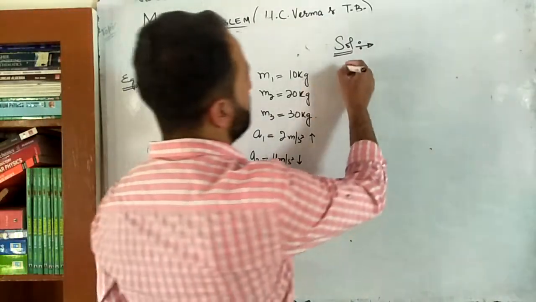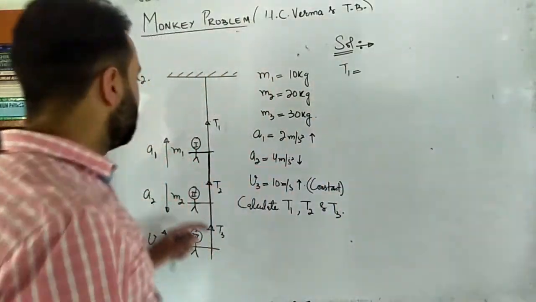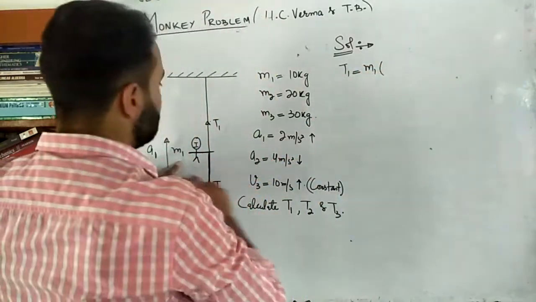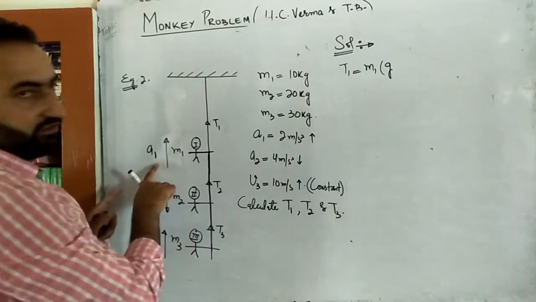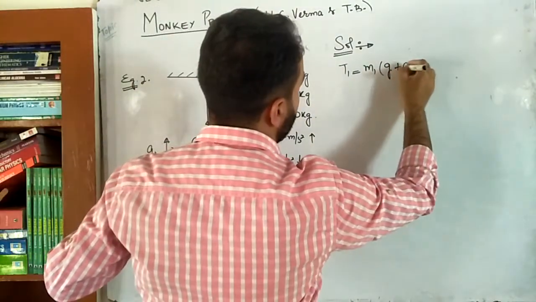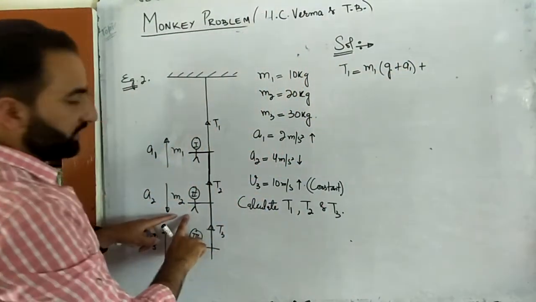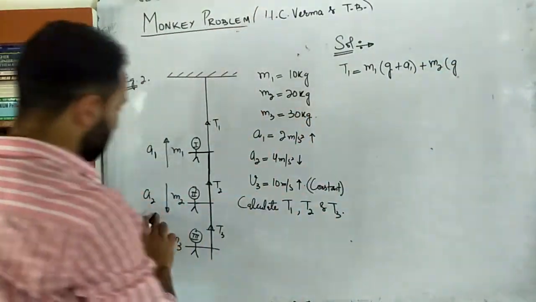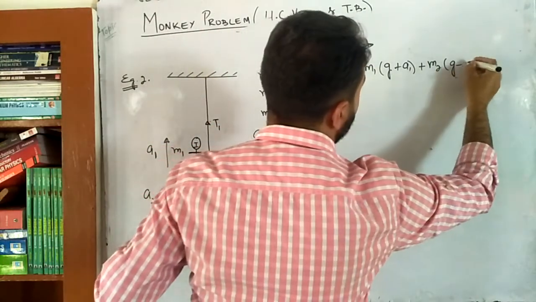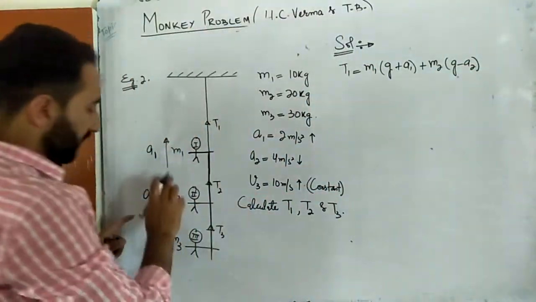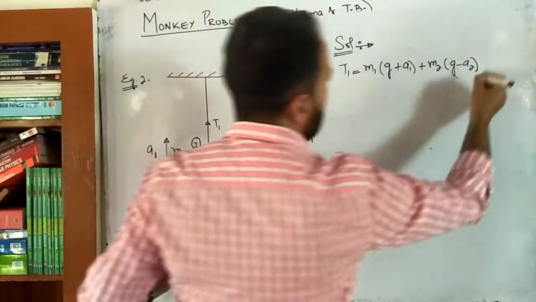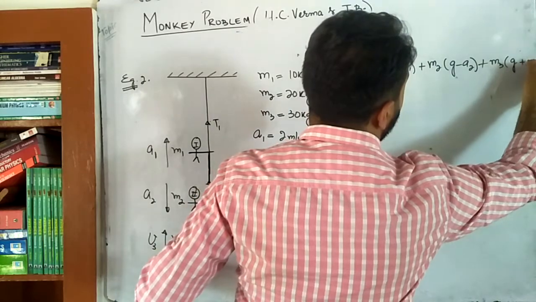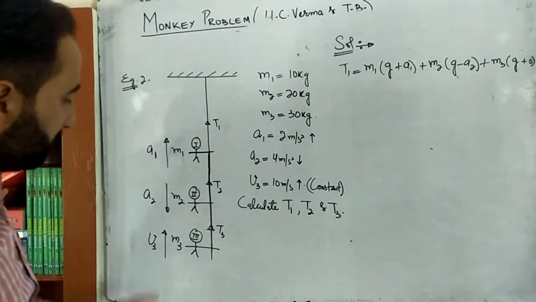Tension T1 will be equal to, first of all it's contributed by this, so I will write here m1 multiplied by g, its weight, plus or minus: plus because it's accelerating upward, so plus a1. Then it's also contributed by the weight of this, so I will write m2 multiplied by g, then plus or minus: minus a2, because this is accelerating downwards. Then this monkey, contributed by m3 as well, so m3 multiplied by g, plus 0 because it's moving with a constant velocity, so its acceleration is equal to 0.